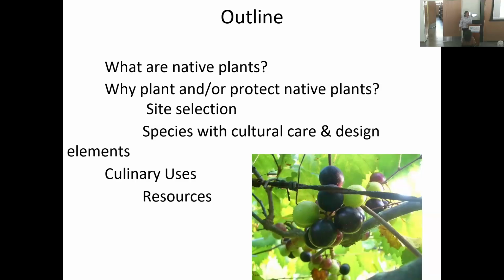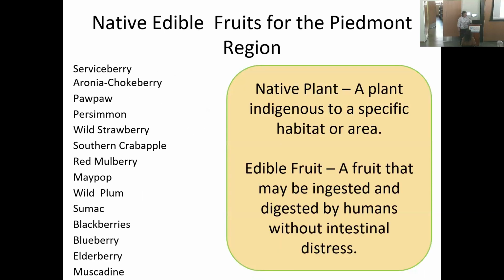But we're going to talk about what are native plants, just briefly. Why do we want to plant native plants and protect them? And then I'm going to go into a little bit about site selection, and then specifically about the plants. I advertised 12, but I've got 14 I'm going to try to get in, and give you a little bit of information about the cultural care, and then also some design elements. And then I had fun adding a slide about culinary uses for each of the species that I'm going to present to you today. So here's the list of what we're going to talk about.